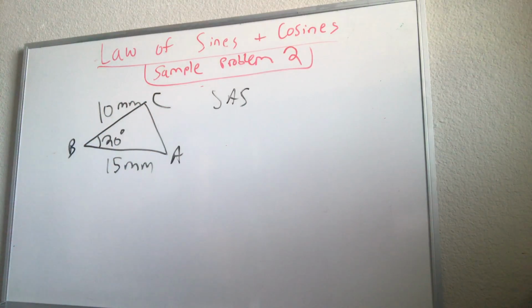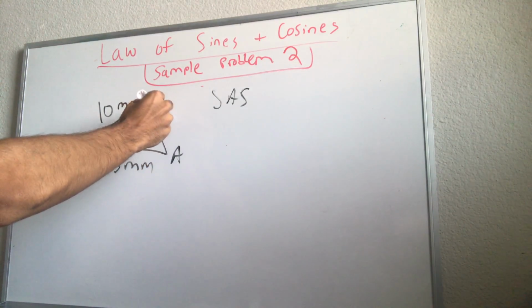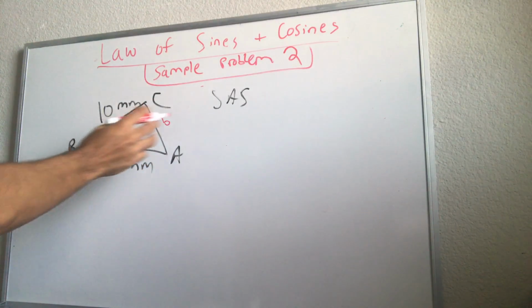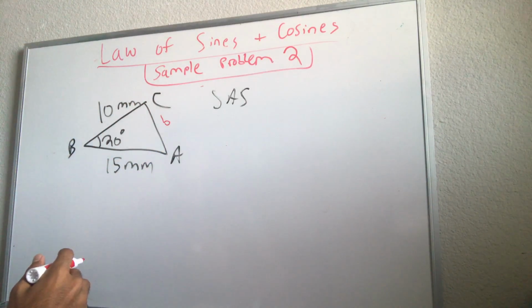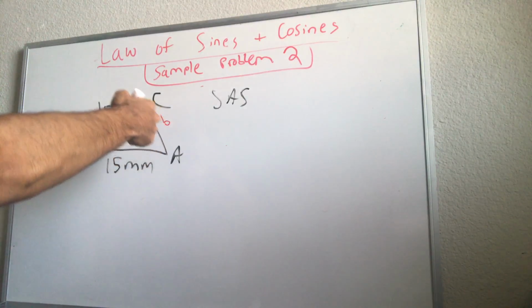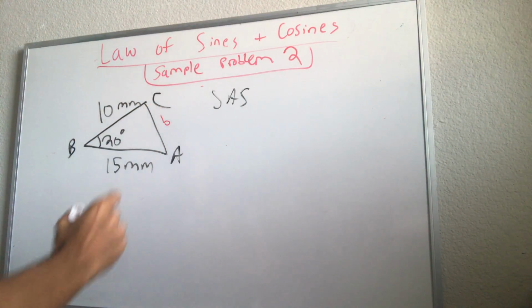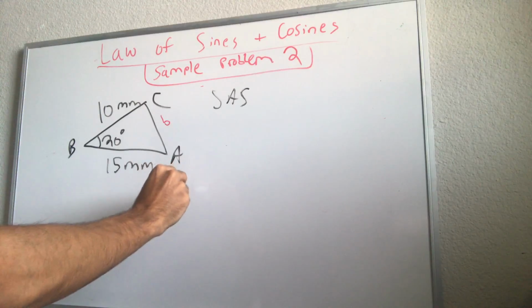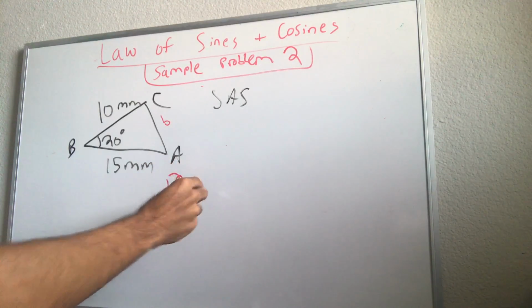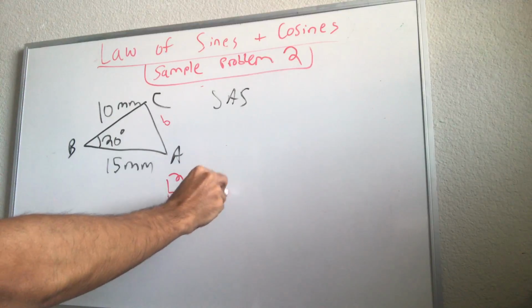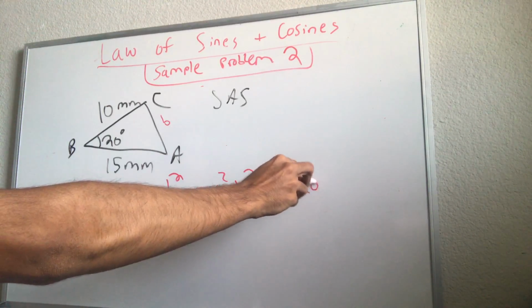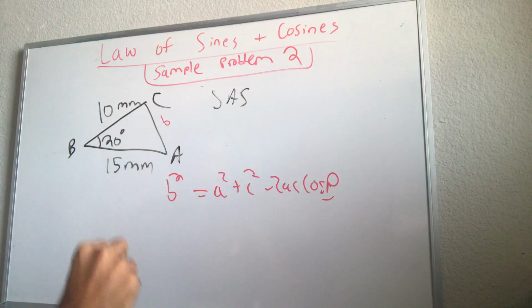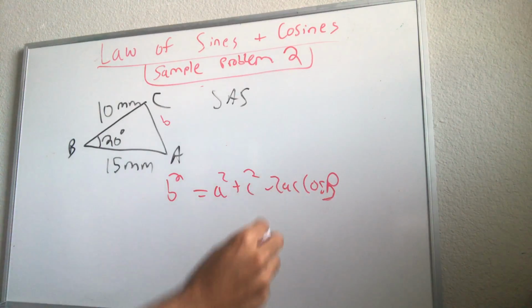If we use the formula for the law of cosines, we know this side length is b, because it's opposing the angle denoted by the capital B. So this is the lowercase b, referring to this side. We know that b squared is equal to a squared plus c squared minus 2ac cosine of B. So this is cosine of B.